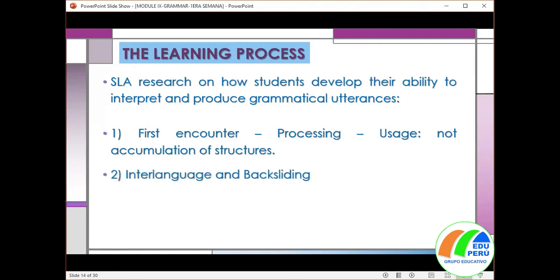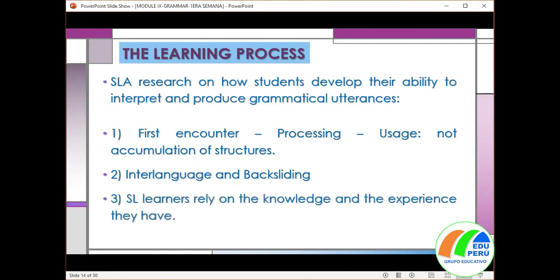The interlanguage and backsliding. Interlanguage is when we start comparing. The backsliding is also related to this, when we compare our native language, our mother tongue, our first language with the second language. Second language learners rely on the knowledge and the experience they have. So all the previous knowledge, the background knowledge they have, they use it to acquire, to learn these grammatical structures.